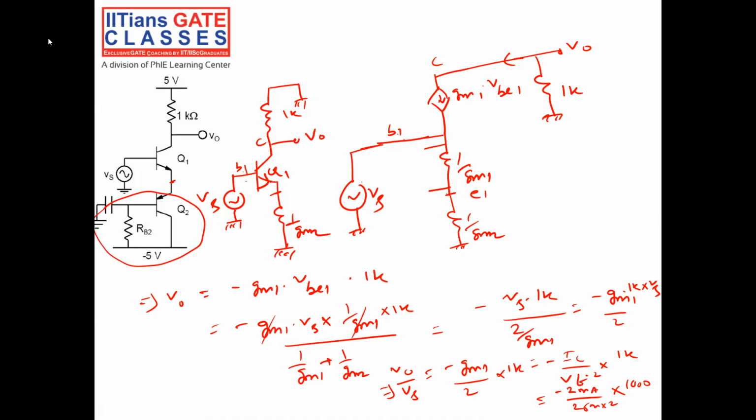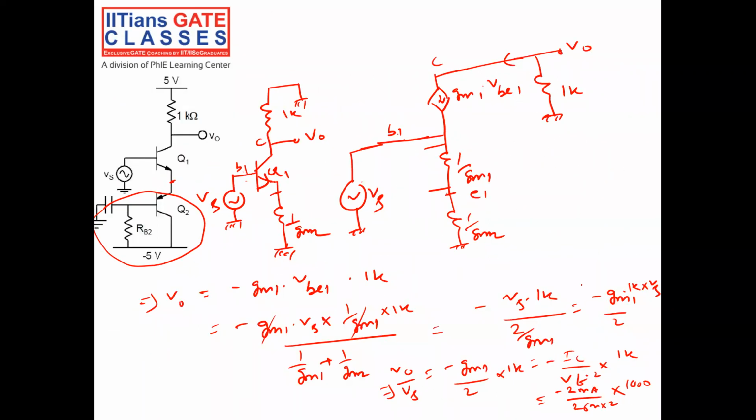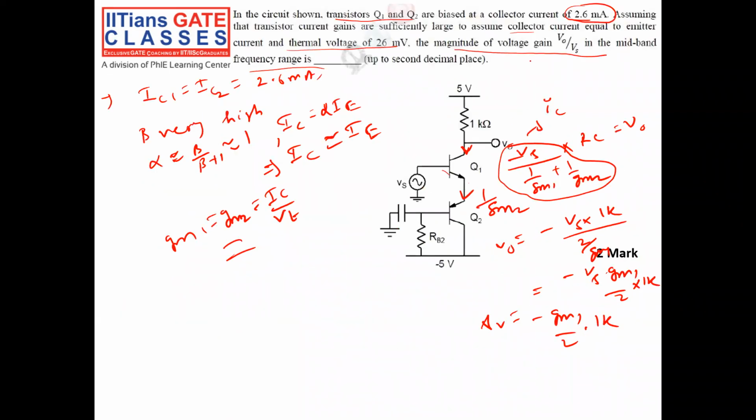So I got 38.4. Just a minute, I think there is a calculation mistake. IC is not 2 milliampere. You can see IC is 2.6 milliampere. I put 2 milliampere, but you have to put 2.6 milliampere. If you put 2.6 milliampere, the 2.6 cancels, the milli cancels, and the 10 cancels, so I get minus 50. The answer should be minus 50.